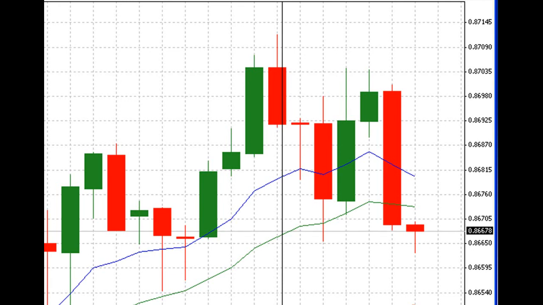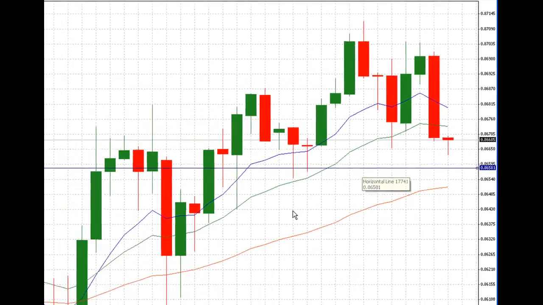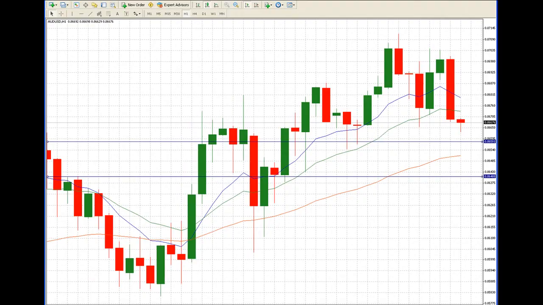So point D is 0.8658. So around about this price here, 0.8658. So we are quite close to that. Now this pivot low is too close to the entry price. Then we've got this pivot low here, and then we've got this pivot low here. So this pivot low seems to be the best pivot low to put your stop below. So our stop will go around about, let's say here, at 0.8640.